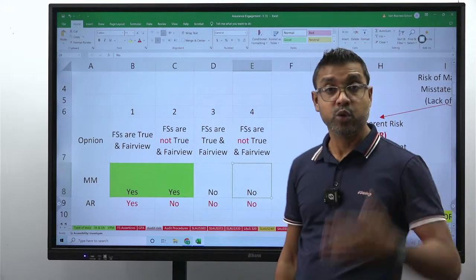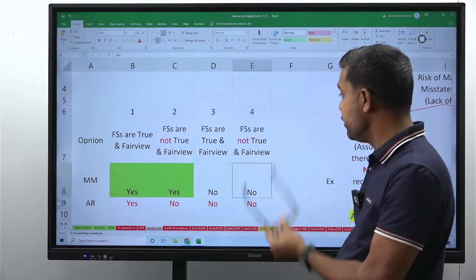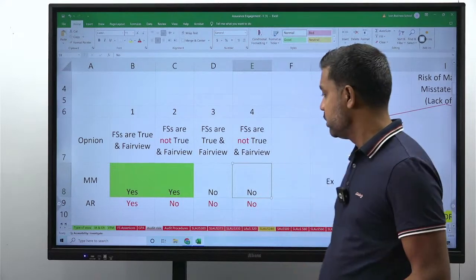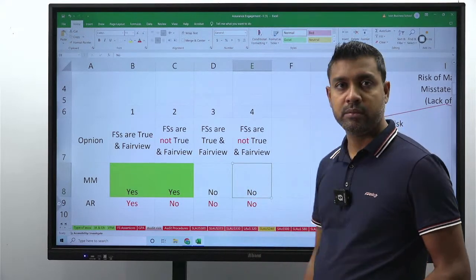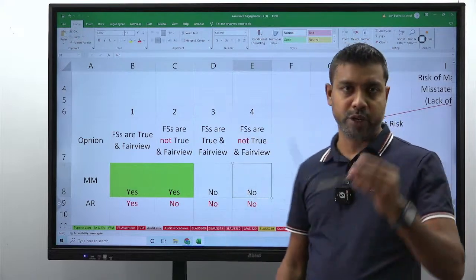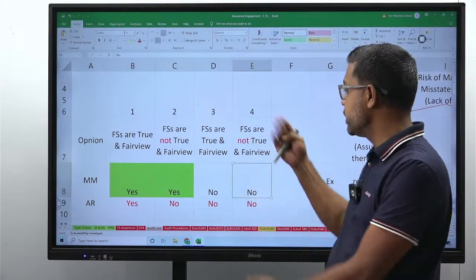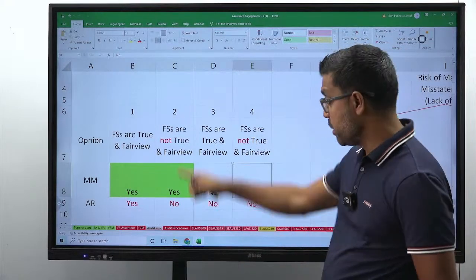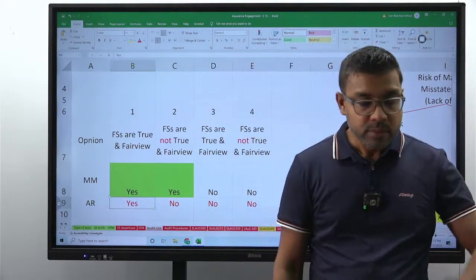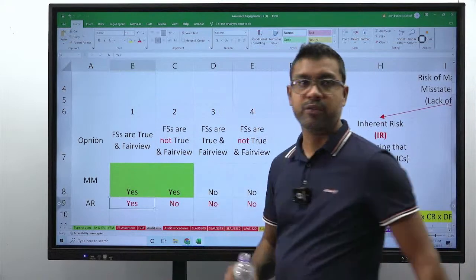If management asks, auditor, tell me why you say, how do you say financial statements are not true and fair view? Then auditor, how can I answer? Yes, because there is no material misstatement. This scenario is not possible in audit, because the auditor doesn't have any audit evidence to say financial statements are not true and fair view. Remember, out of these four scenarios, the auditor has a risk under the first scenario only.